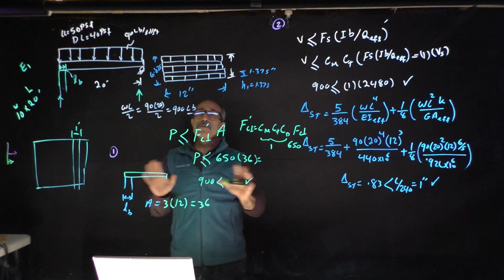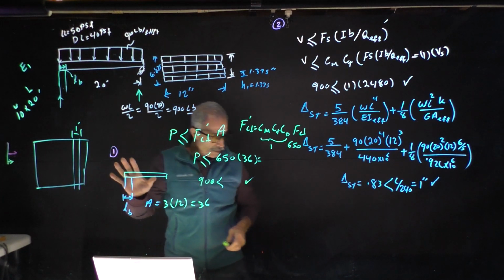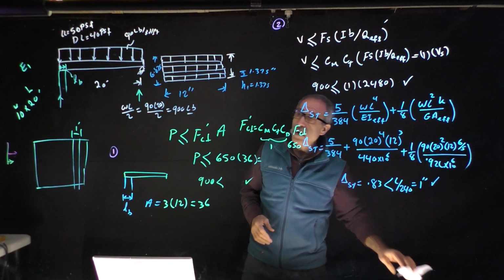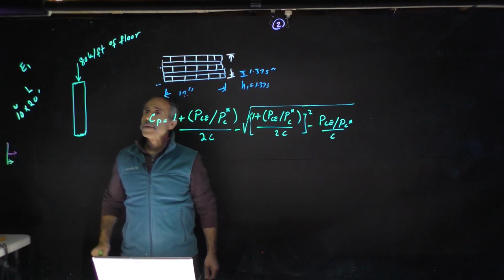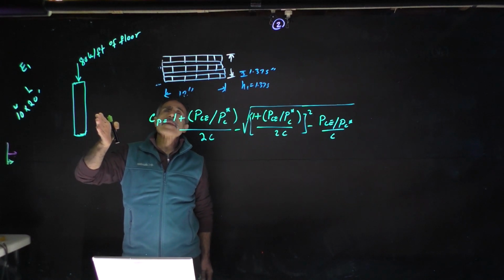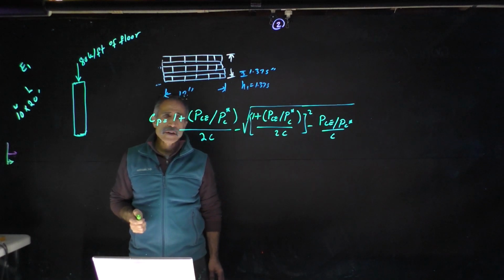Okay, so this was with the panel. Let's do the wall. If we want to design a wall, give me a minute to erase, and then we're going to go ahead and do a wall. All right, let's design a column. We're going to design this wall to be able to support 80 kips per foot of floor.